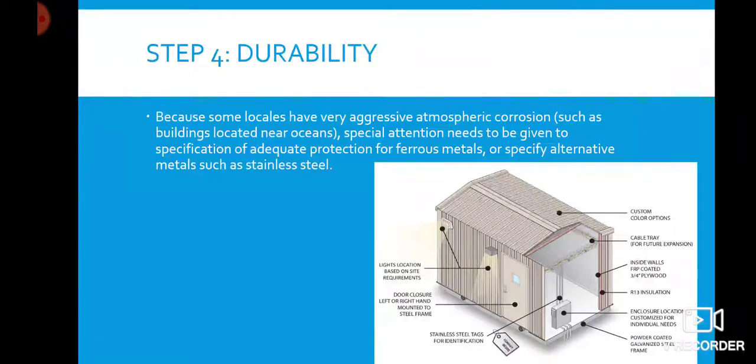Step 4. Durability. Because some locales have aggressive atmospheric corrosion, such as buildings located near oceans, special attention needs to be given to specification of adequate protection for fresh metal or specify alternative metals such as stainless steel.